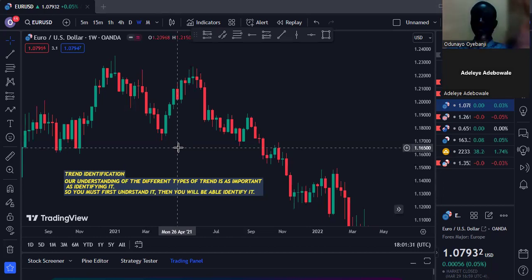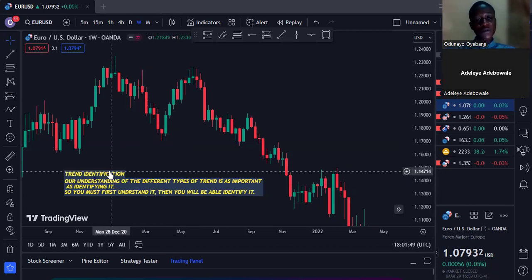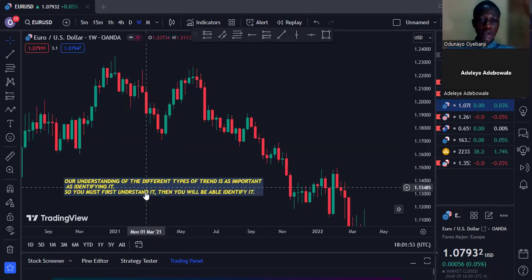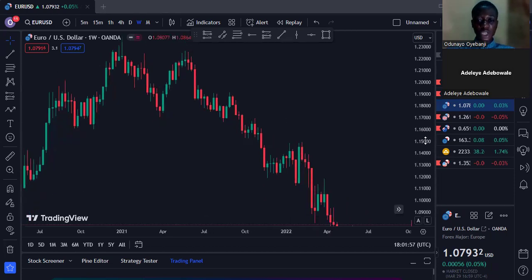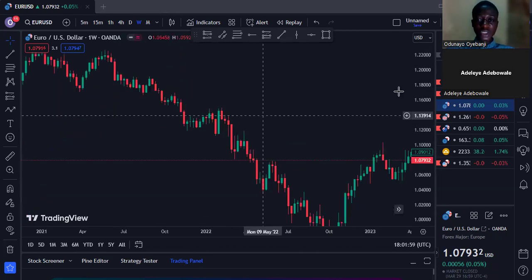You don't need to say this is a higher high, this is a higher low, this is resistance, this is support. It becomes inbuilt in you, but it takes practice. That's why I'm going to explain again what I did before. But this time I'm not going to be explaining, you'll be explaining. So back to the previous chart.